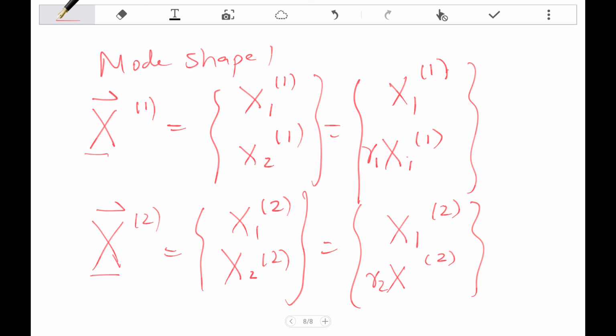In later videos, I'll show you how to solve for these modal shapes and solve for initial conditions and whatnot.